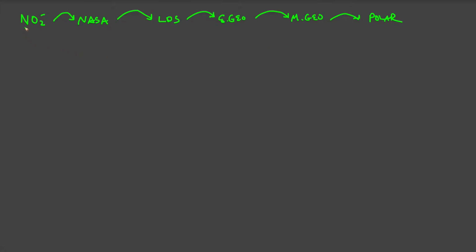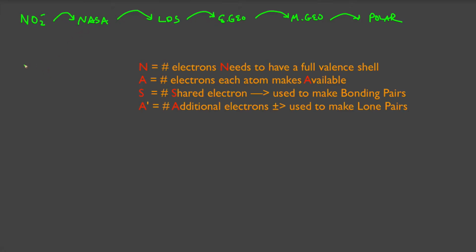The first thing we will do is make out our so-called NASA table. The needs line: my one nitrogen needs 8, and each of my 2 oxygens needs 8 electrons, for a total of 24 electrons.